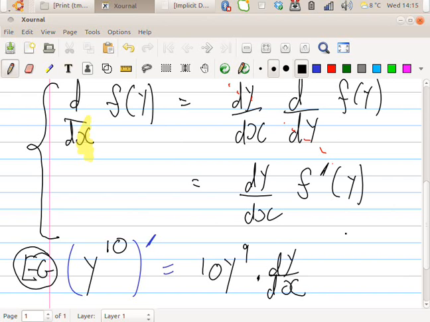Could we, instead of dy dx, write y prime? Absolutely, yeah. If you want to, that's perfectly fine. You could write this as 10y^9 y prime. Can you repeat what you said whenever you differentiate? Oh, but I said it twice. All right, third time. Whenever you differentiate a function of y, you do it like normal, but multiply the answer by dy dx.